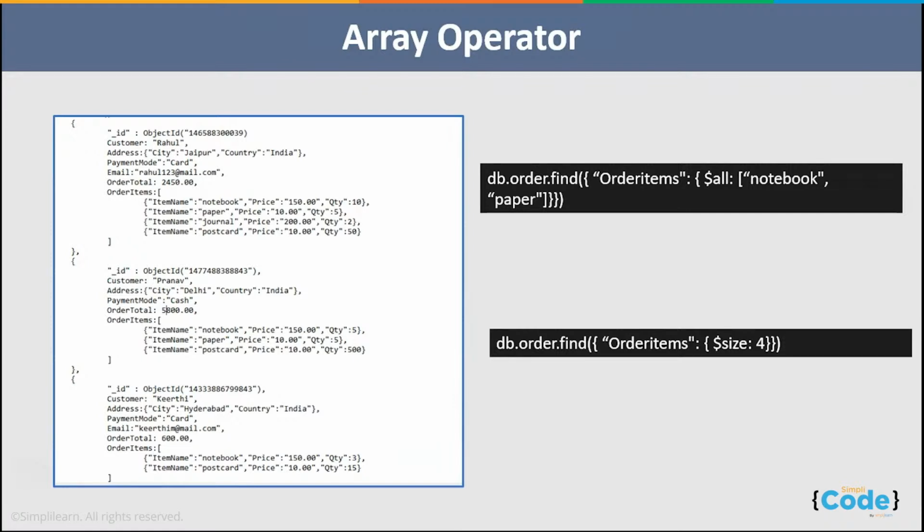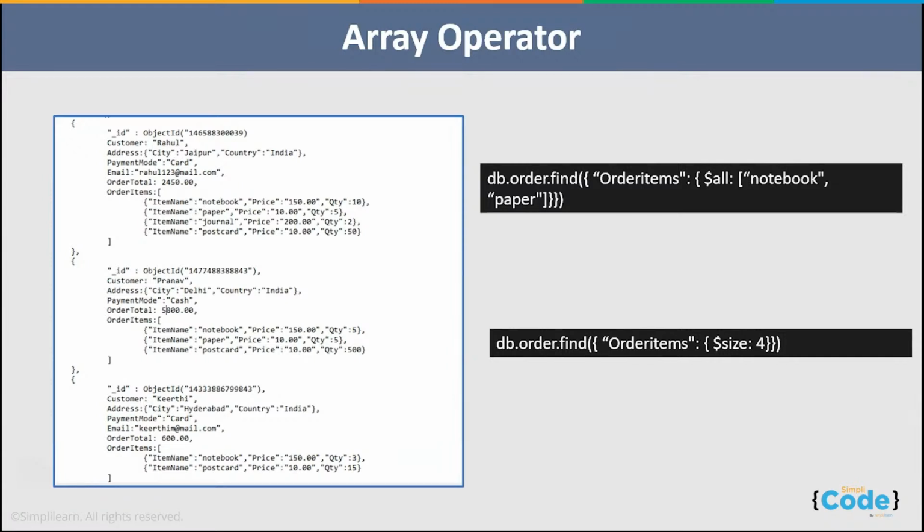If you look at the item name, we have notebook and paper in the first document, and in the second document also we have item name, notebook and paper. So it will retrieve these two documents. And next we have the size. The size basically retrieves the number of array elements that you want in your resultant set. Now the query is as follows: db.order.find where order items is of size 4.